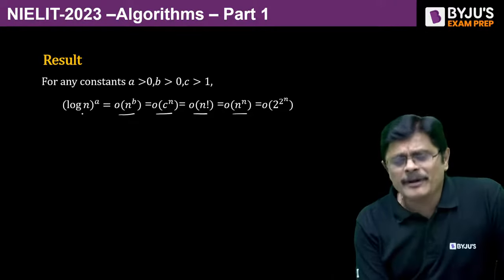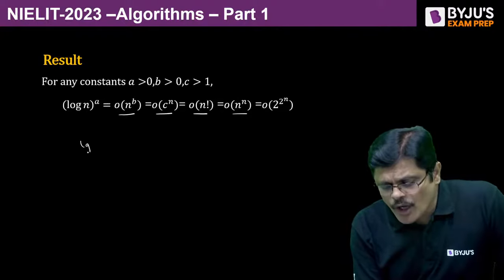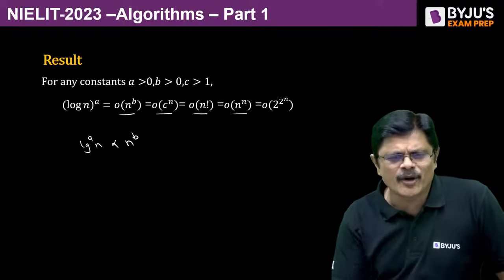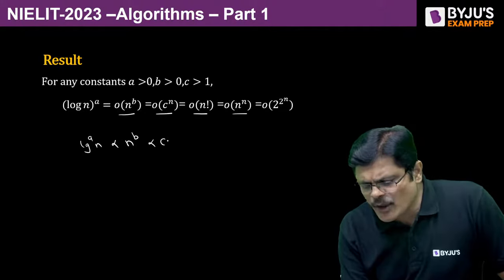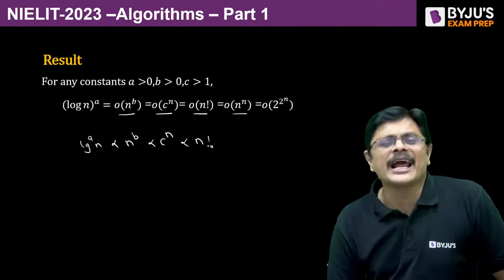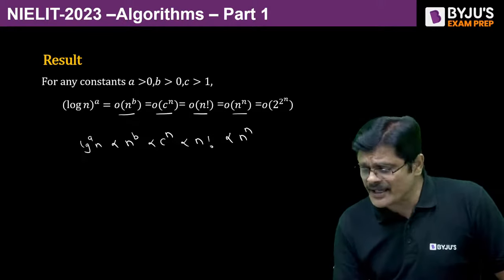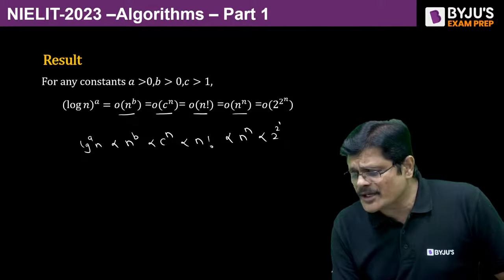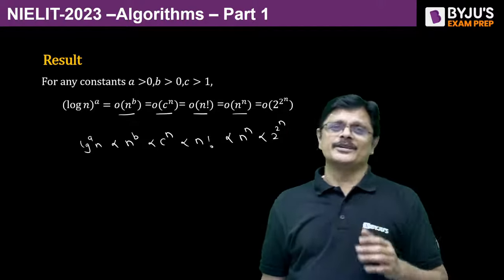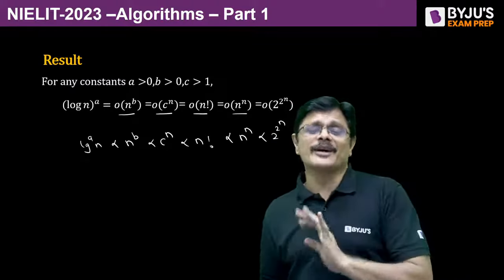Now, if you observe, log power a n is asymptotically smaller than n power b, which is asymptotically smaller than c power n, which is asymptotically smaller than n factorial, which is asymptotically smaller than n power n, which is asymptotically smaller than 2 power 2 power n. Not 2n, 2 power 2 power n. See, my dear friends, this is your basic ordering.